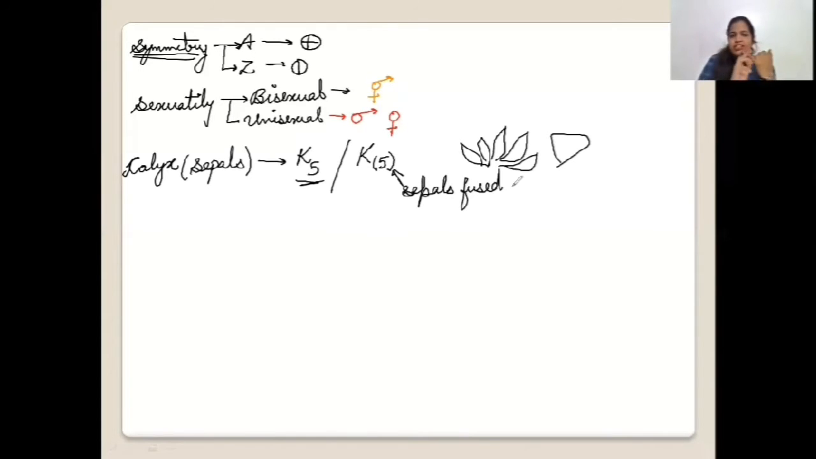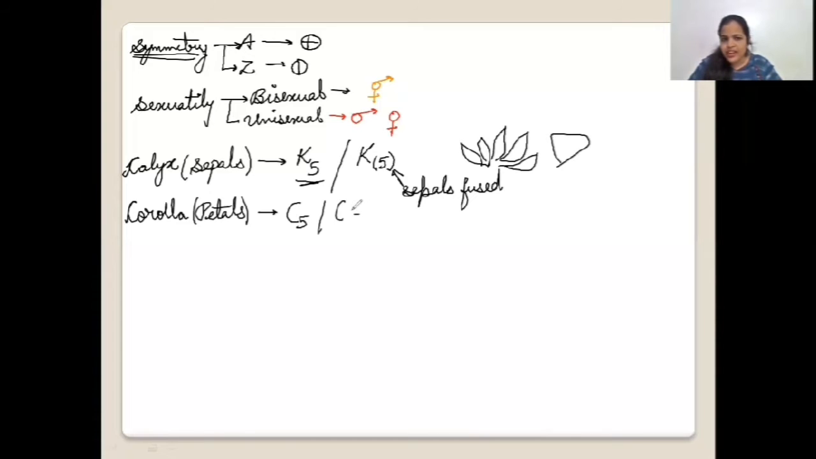Clear? So number is represented, and fusion means fused, and fused sepals are also represented with the bracket. Similarly, moving to the next part, that is corolla. Corolla unit is petals, and this corolla, as I told you, is represented by C. Same, the number of petals are 5. Unfused, we write like this. If they are fused, we'll just use a bracket.